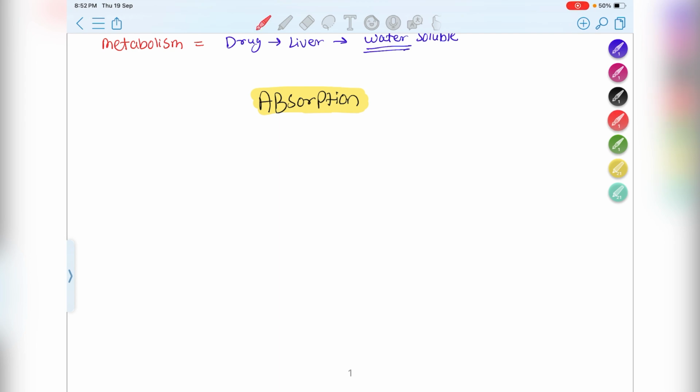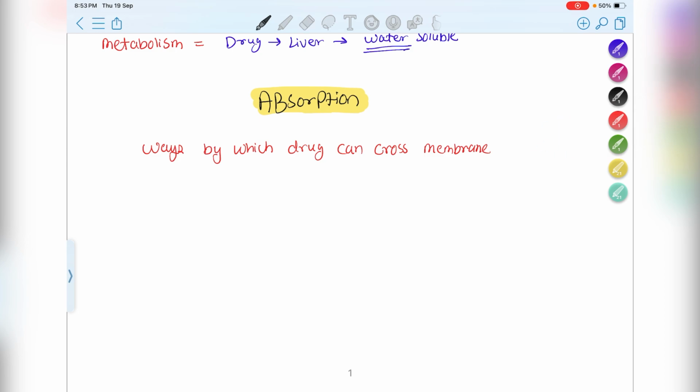So first we will see the ways by which a drug can cross the membrane. Okay, suppose this is stomach. The medicine we have taken, it came here. Now it needs to cross this membrane, right? By which ways it can cross the membrane, we will see that.